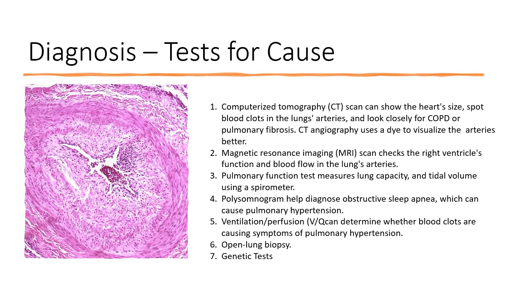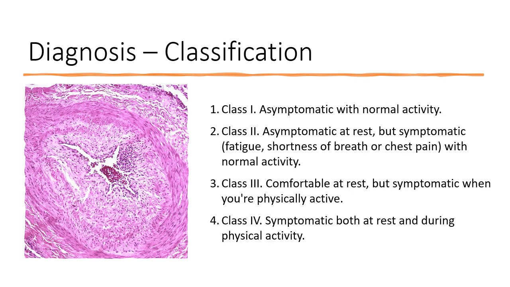And lastly, open lung biopsy. Rarely, a doctor might recommend an open lung biopsy to check for a possible cause of pulmonary hypertension. An open lung biopsy is a type of surgery in which a small sample of tissue is removed from the lungs under general anesthesia. Genetic tests are also performed if there is any family history of pulmonary hypertension. How is pulmonary hypertension classified?